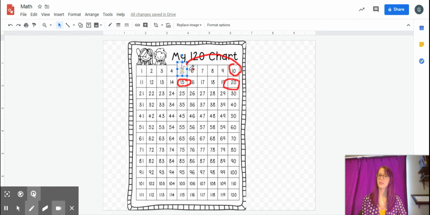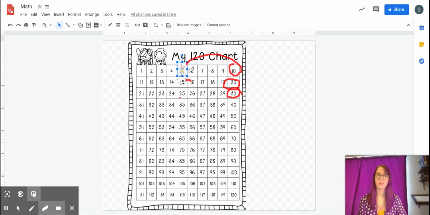Oh, look at that. 1, 2, 3, 4, 5. Hey, look at this pattern. Our second digit is a 0, then a 5, then a 0, then a 5. We have a pattern when we skip count by 5s.